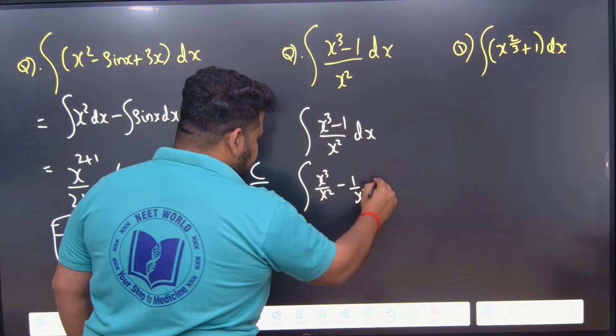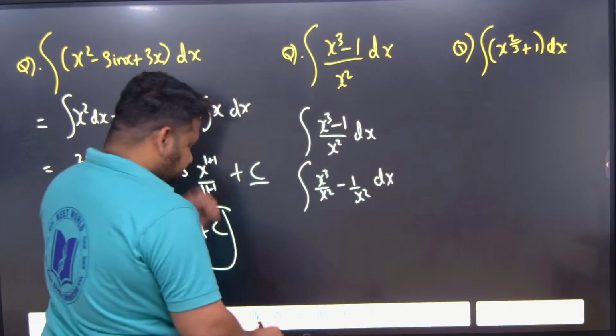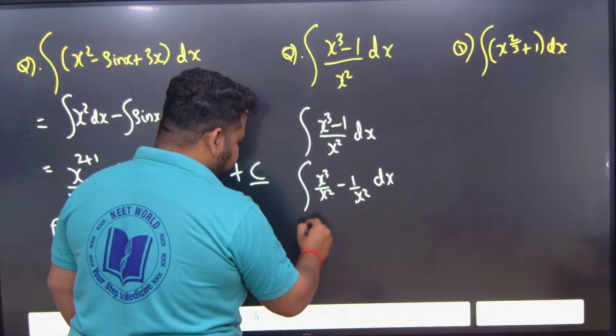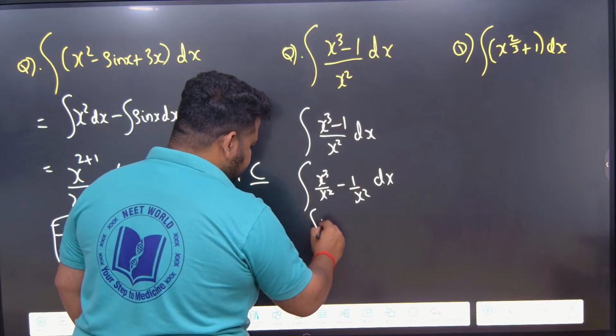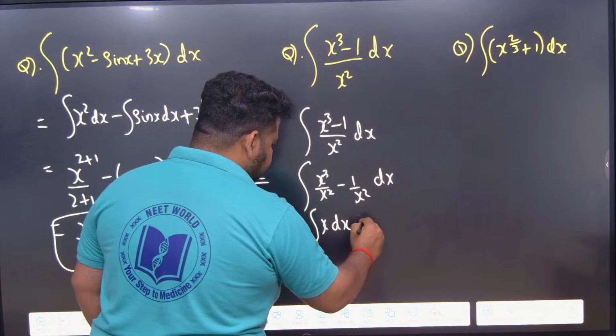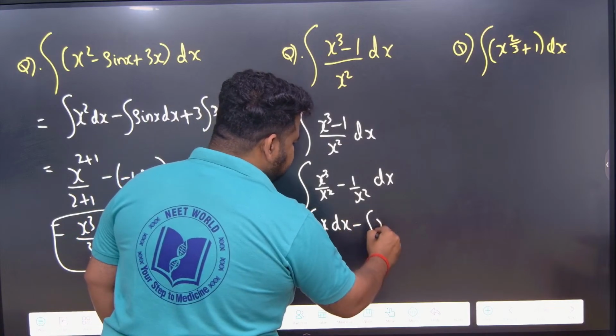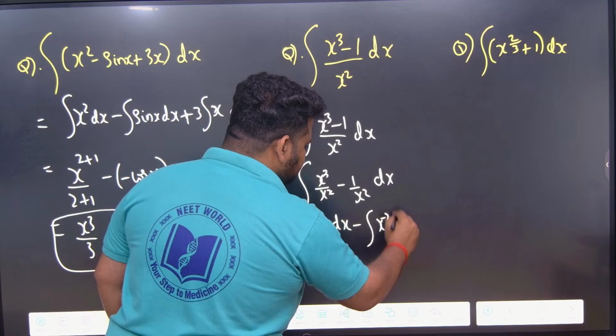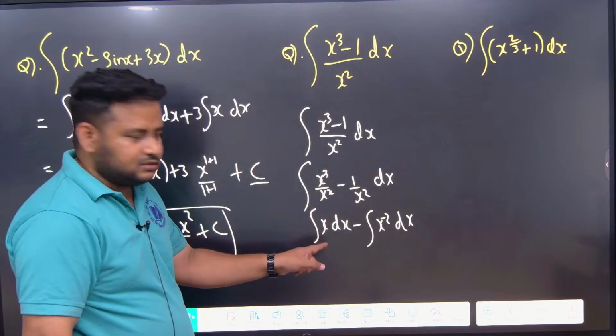Okay, for the entire thing I will do integration directly. x cube by x square is what? If I cancel this and this, I will have only x. Integral of x dx minus, what is this? x square, if I take it up, this will become integral of x to the power of minus 2 dx. Yes or no? This is what you will have.